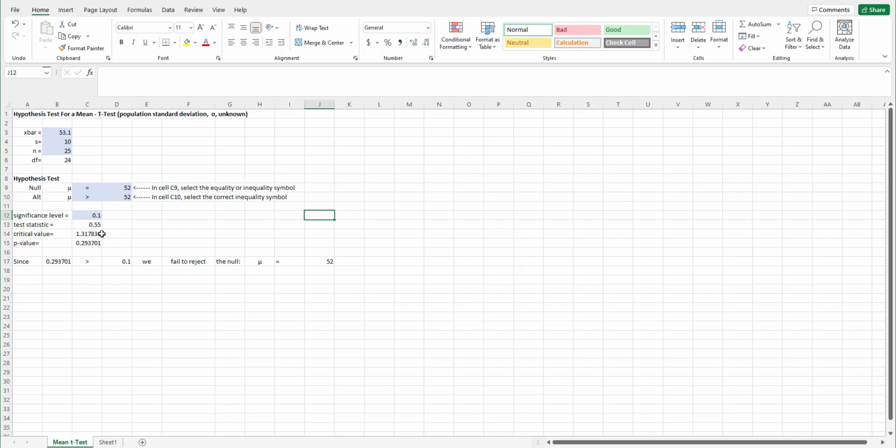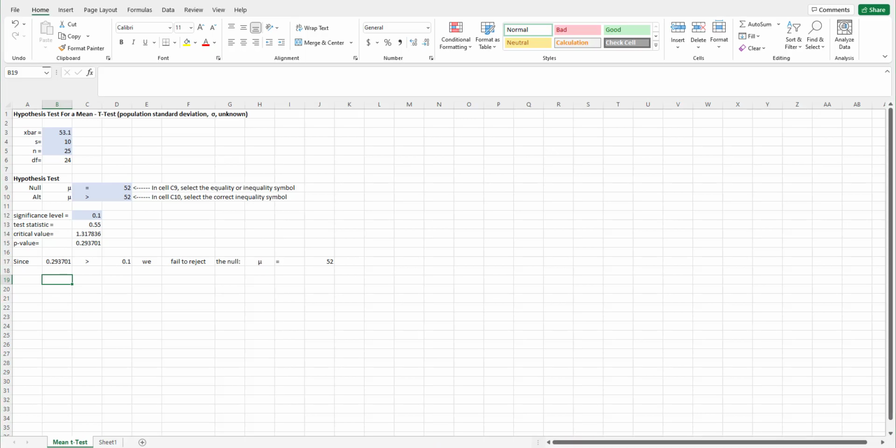As you can see, my test statistic came up, which we calculated it to be 0.55. My critical value also came up, is 1.3178. We can just round that to 1.318, and that's what we got when we looked at the table. We got that as the cutoff value. And my p-value is 0.2937. That's what we said we got when we did it with StatCrunch. And I got my conclusion. Since my p-value is greater than 0.1, the level of significance, we fail to reject the null hypothesis. We do not reject.